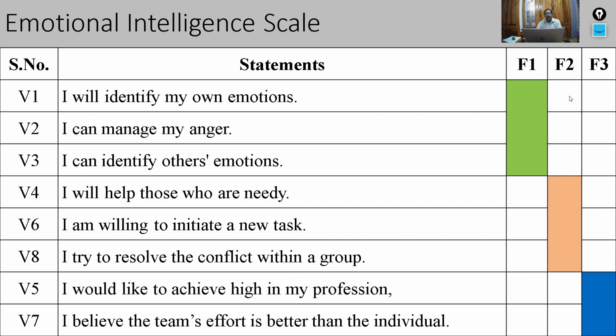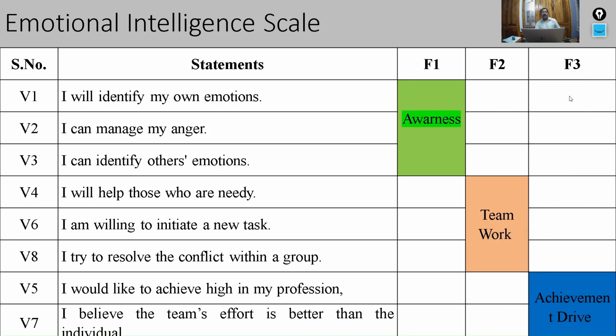Now we have to name the factors. So let us read the questions. I can identify my own emotions. I can manage my own anger. I can identify others. This means it's awareness. So therefore, the dimension has been given as awareness. You can see the other variables 4, 6, 8. I will help those who are needy. I am willing to initiate a new task. I try to resolve the conflict within a group. So these three belong to teamwork. Therefore, the dimension named teamwork has been given.